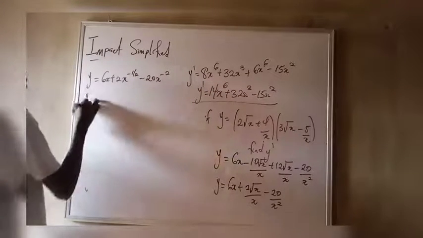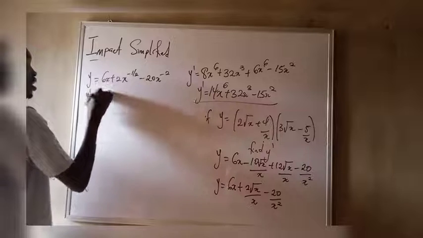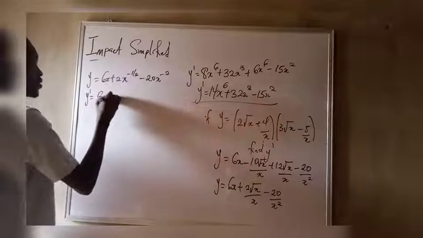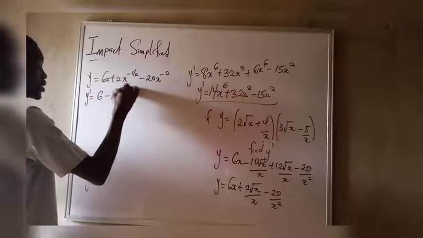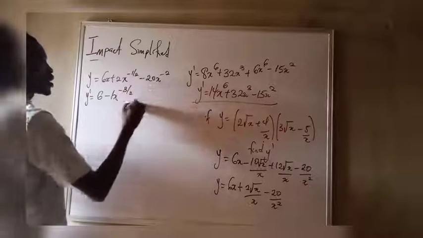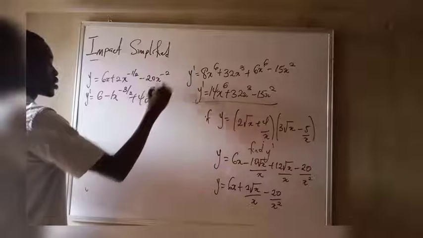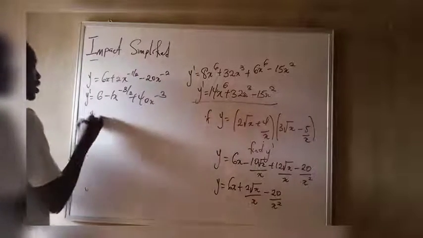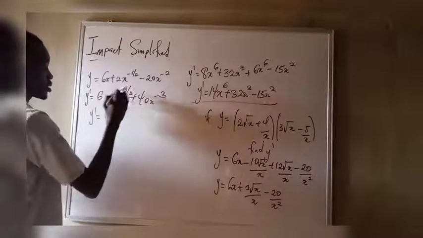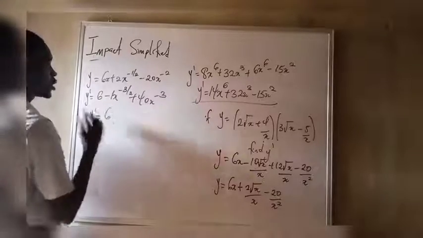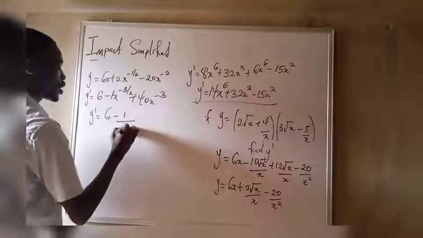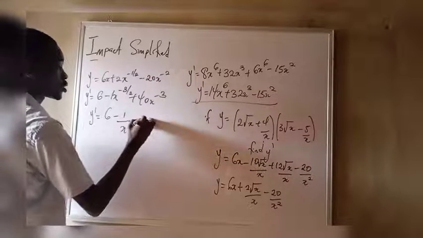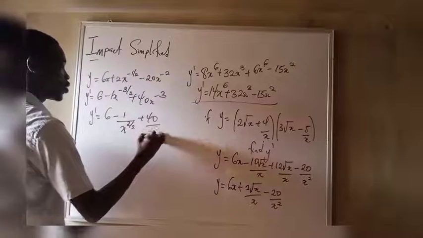And then you differentiate. Our y prime will give us, differentiate this, that will give us 6. This time this will give us minus 1x. Subtract 1 from this, that will give us minus 3 over 2. This time this will give us plus 40. Subtract 1 from this, minus 3. And your y prime will give us 6 minus 1 over x to the power of 3 over 2 plus 40 over x cubed.